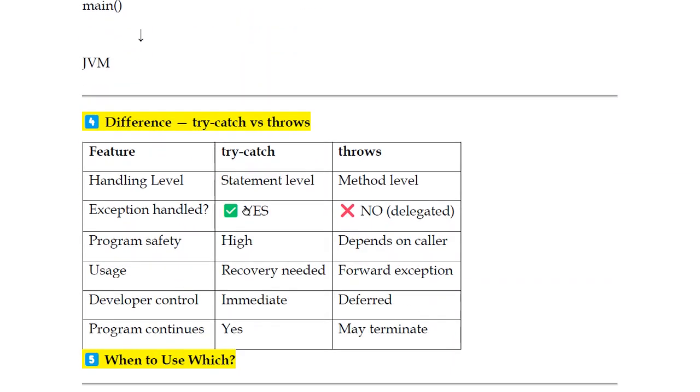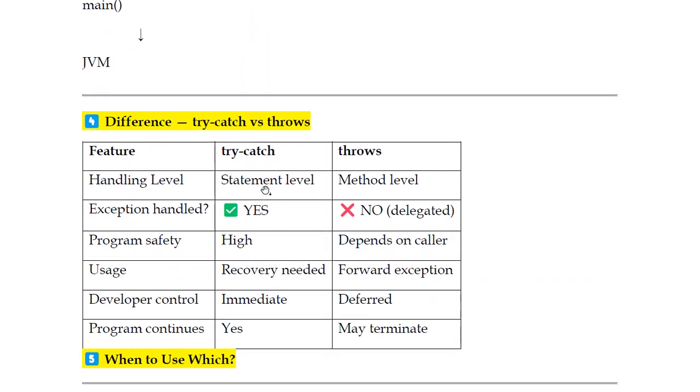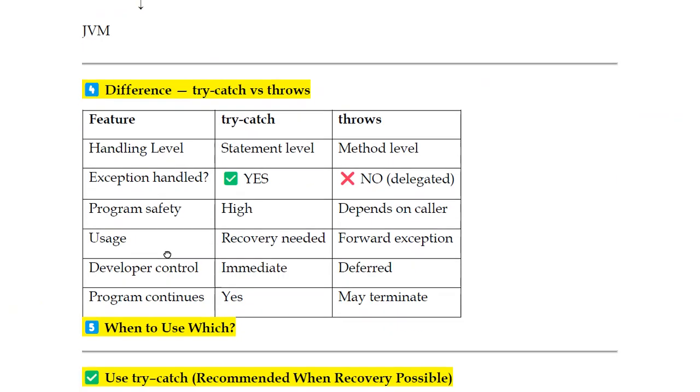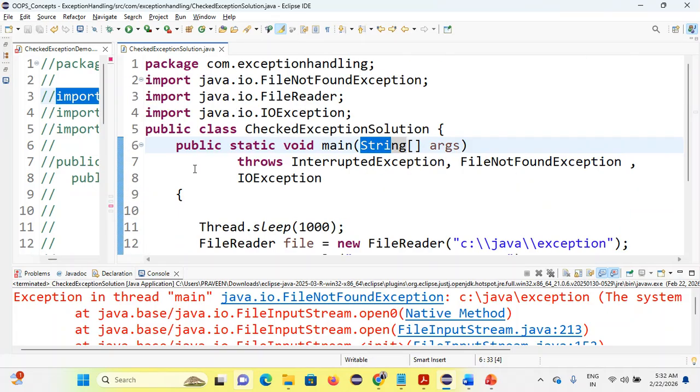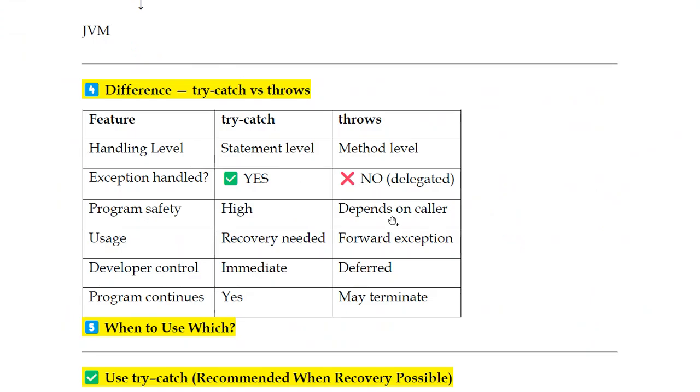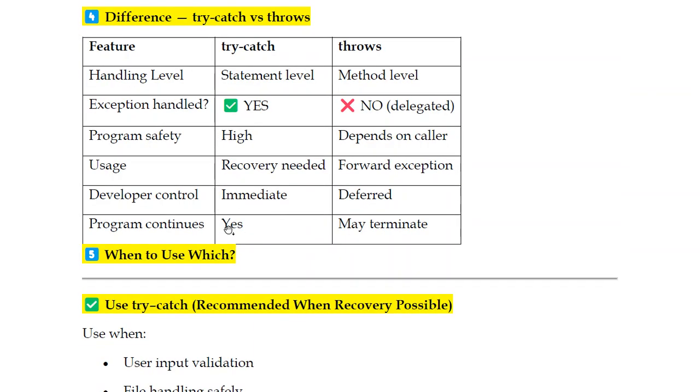So try catch versus throws: try catch is statement level handling, where at that time itself you are locally giving the solution. Throws is method level, where it depends upon the caller who is calling to give the solution. Program safety is higher with try catch. On usage and recovery, with try catch you give the recovery then and there, while with throws you just carry it forward. Developer control is immediate with try catch, but deferred with throws, where someone will give the solution.